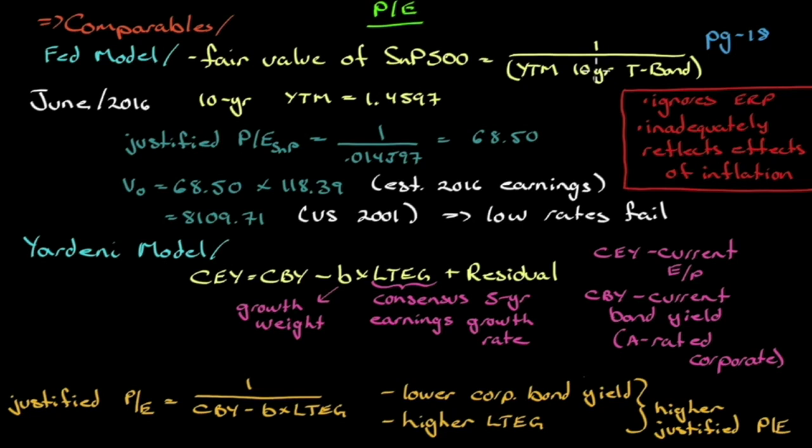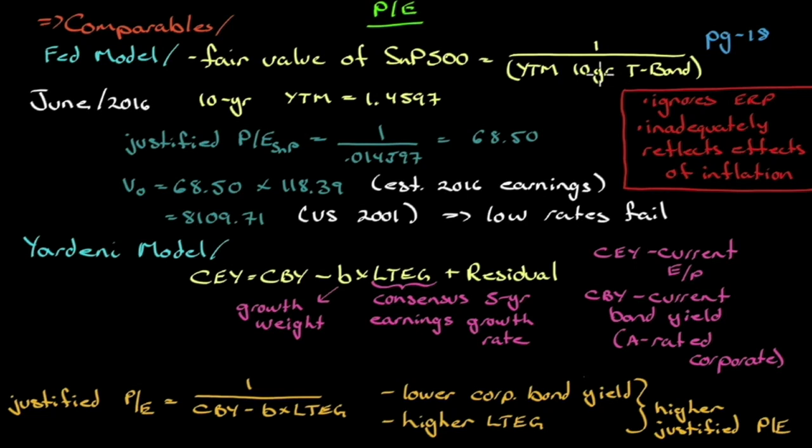Also, it has a few other problems. Number one, it ignores the equity risk premium, and it inadequately reflects the effects of inflation. Because in the S&P, in earnings, some of that inflation might not be able to get passed through, whereas on the yield to maturity, we naturally expect that inflation is a component of the nominal rate.